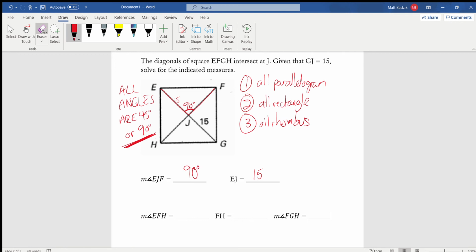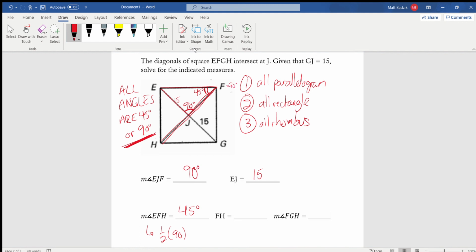The measure of angle EFH. So if I'm looking at EFH. Oh, drawn that wrong. That's EFG. EFH is this angle here. So EFH is right up here. That is half of the entire angle of the square. We know that the whole thing's 90, and we also know that the angles are bisected. So that means that angle EFH is going to be 45 degrees. Again, because it's half of 90. That right angle of angle F, which is 90 degrees.